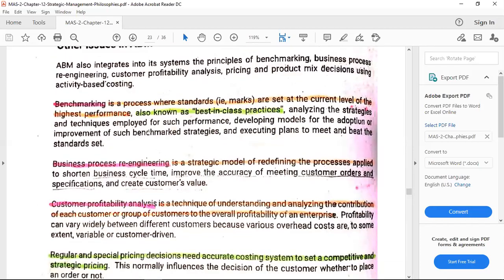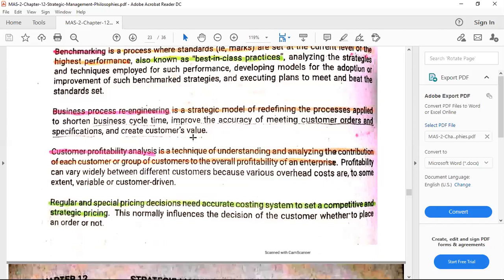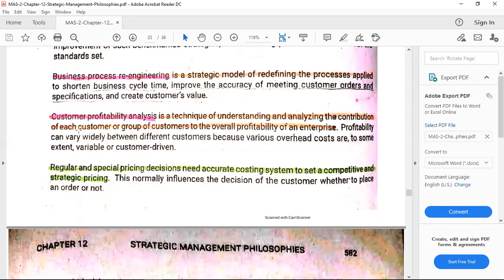What are the other issues? We have benchmarking, wherein standards are set so that we will be able to know if what we are doing is able to achieve that. That is the level of the highest performance, known as best in class practices. Re-engineering is basically we want to improve our process. We want to be effective and efficient by shortening the business cycle time, then meeting customer orders and specifications and customers' value.